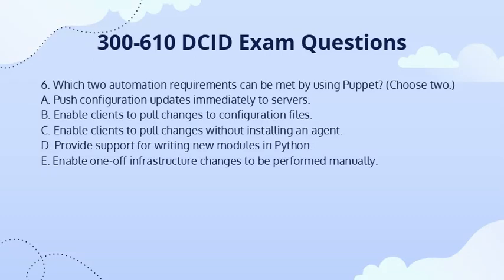6. Which two automation requirements can be met by using Puppet? Choose 2. A. Push configuration updates immediately to servers. B. Enable clients to pull changes to configuration files. C. Enable clients to pull changes without installing an agent. D. Provide support for writing new modules in Python. E. Enable one-off infrastructure changes to be performed manually.